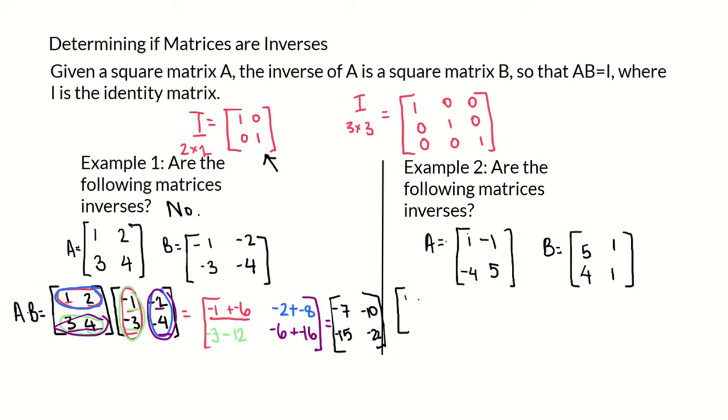So multiply A, 1, -1, -4, 5, by B, which is 5, 1, 4, 1. Again, using the rows and columns process. So first row by first column would be 1 times 5, which is 5, plus -1 times 4 is -4. And then first row, second column, 1 times 1 is 1, -1 times 1 is -1.